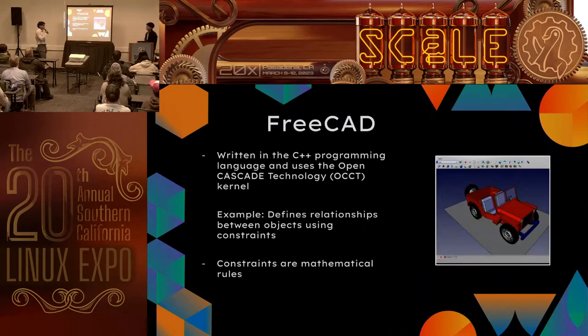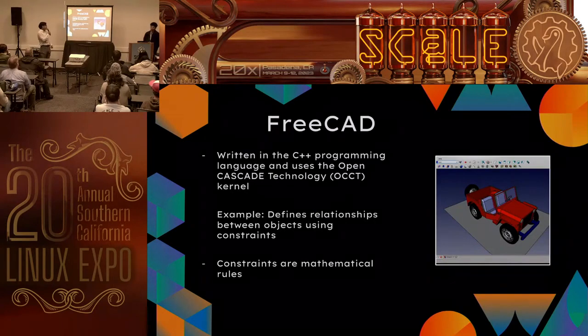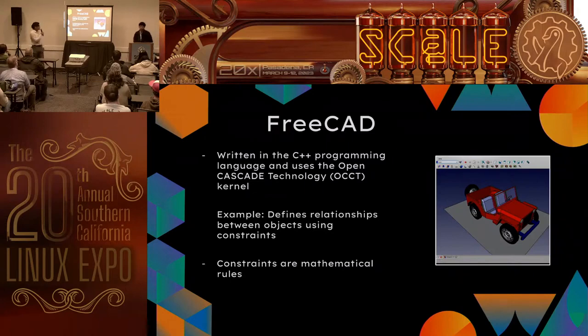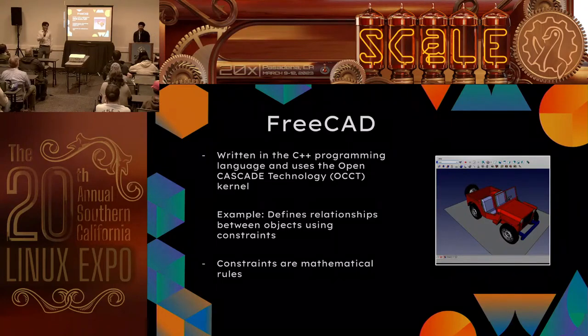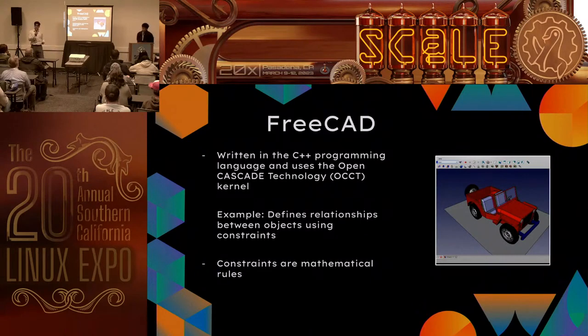And so what FreeCAD does is it uses the C++ programming language along with Open Cascade technology in order to actually use the x, y, and z coordinates, right? And it is able to define relationships between different objects using things that we call constraints. Constraints are basically mathematical rules that relate one object to another and allow a computer software to know how different objects are related, and thus it's able to provide you a certain model.